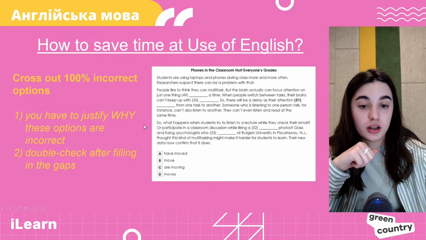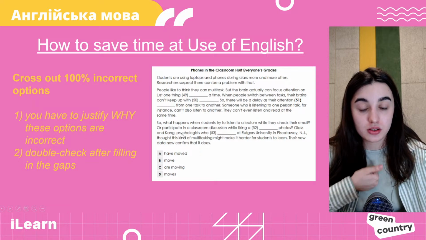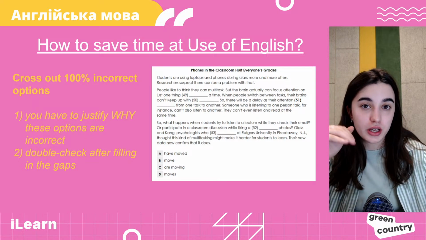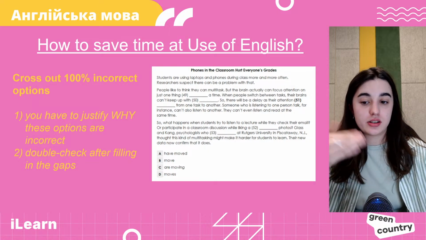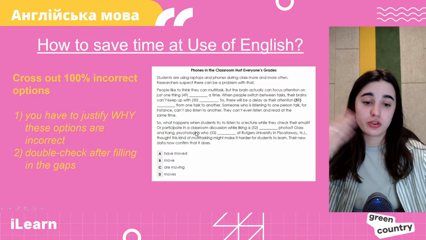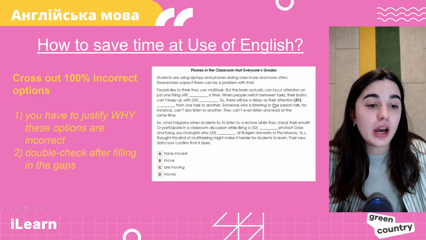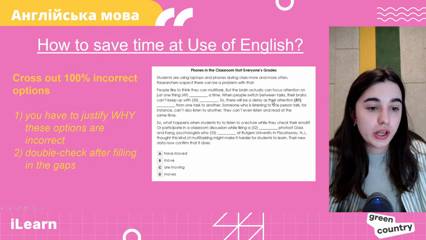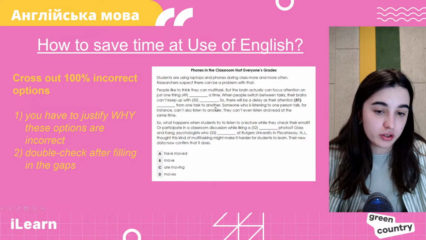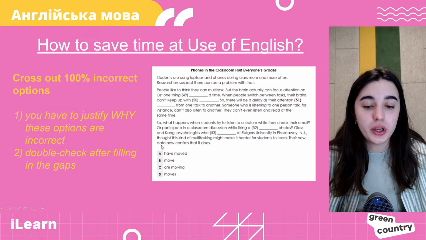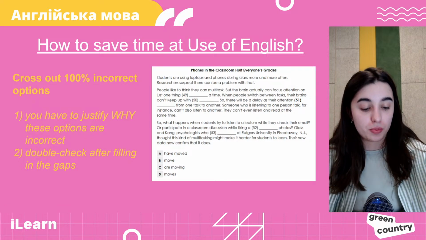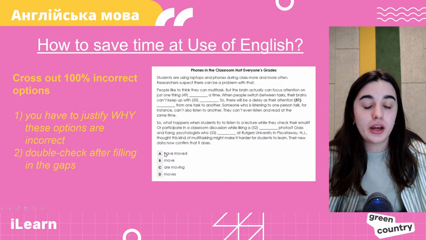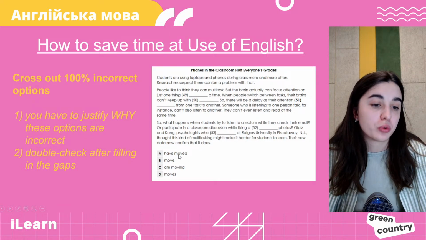Because then you can have some troubles with that. But when you justify, when you make some logical answers, you can see why you choose this or that. And with the help of this example, we can work with the word, switching attention from one task to another. And what are we doing, how can we cross out these options? First of all, we'll look at option A, have moved.